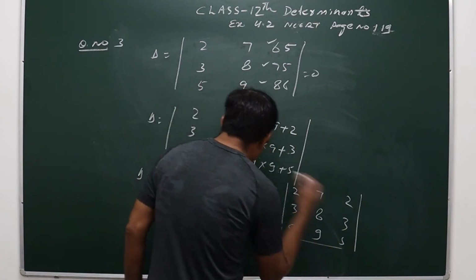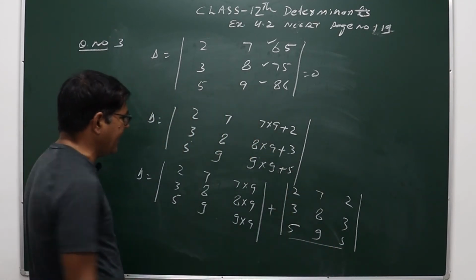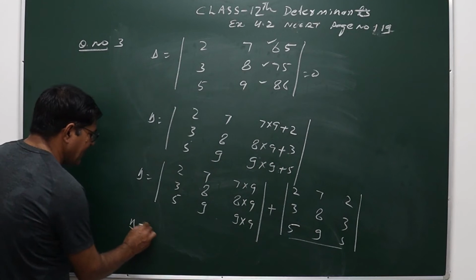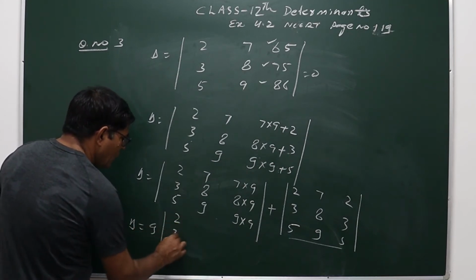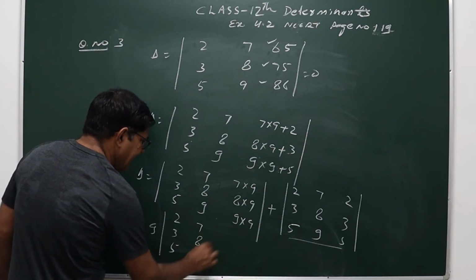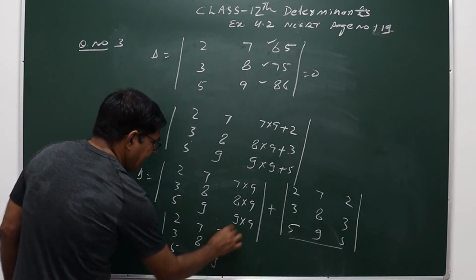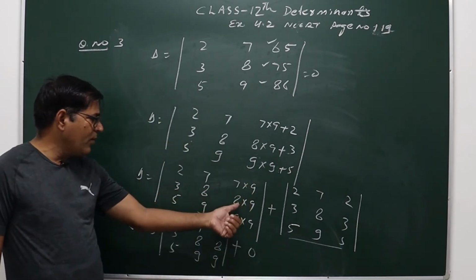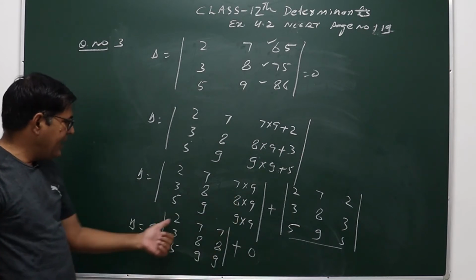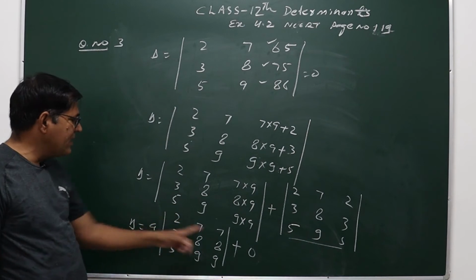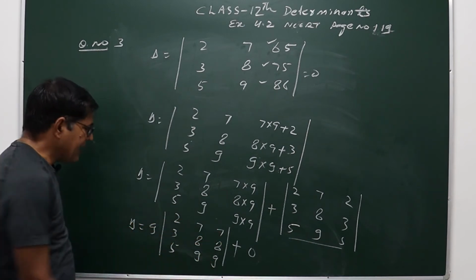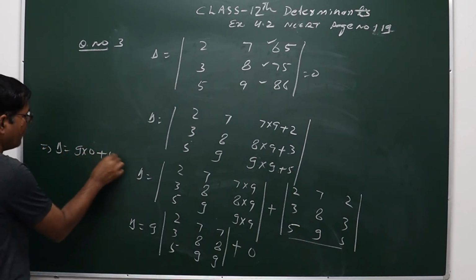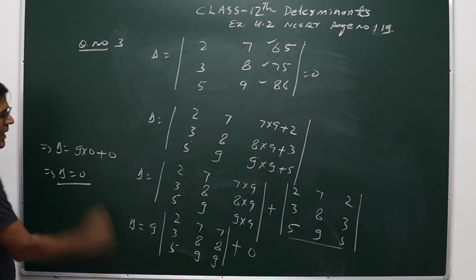Now in the second determinant, the first column and third column are identical, 2, 3, 5 and 2, 3, 5, so its numerical value will be equal to 0. In the first determinant, from the last column we can take 9 common, so it is 9 into the determinant 2, 3, 5, 7, 8, 9, 7, 8, 9, plus 0. Again see, if we take 9 out from the third column, then in the remaining determinant, the first and third columns are identical, so its value will also be 0. This implies the determinant equals 9 into 0 plus 0, so the resulting determinant will be equal to 0.